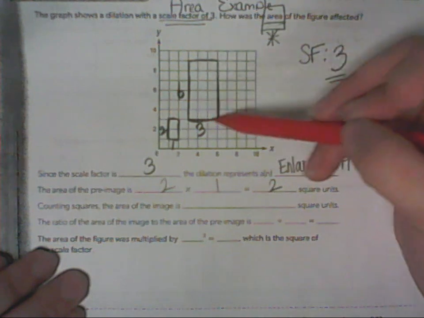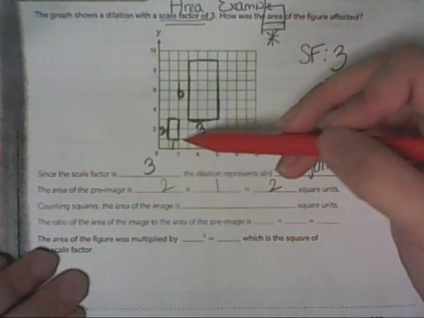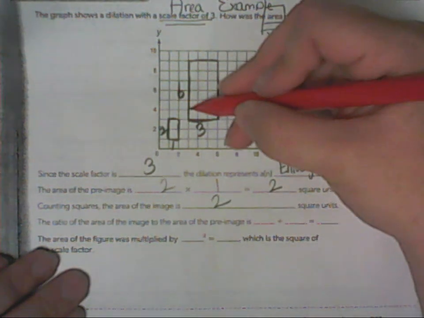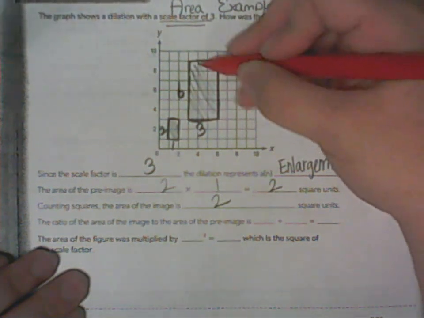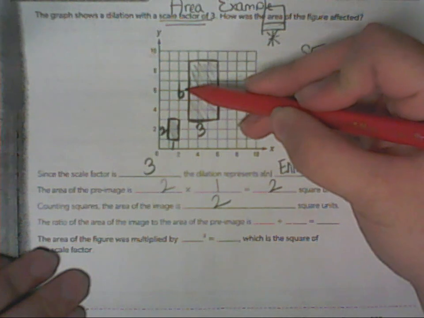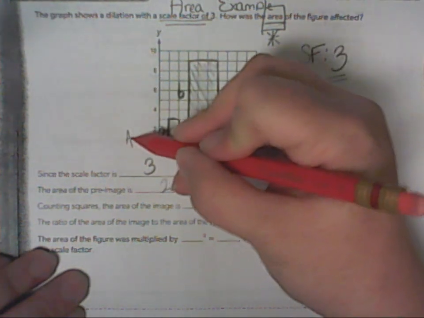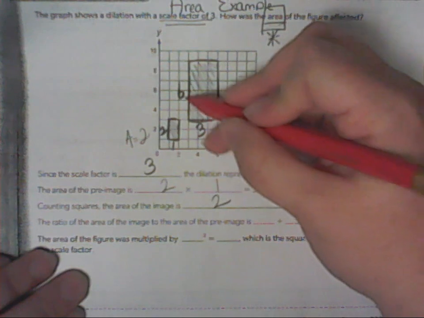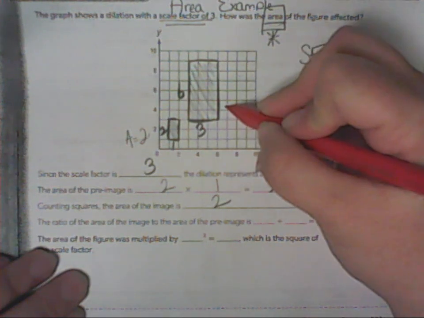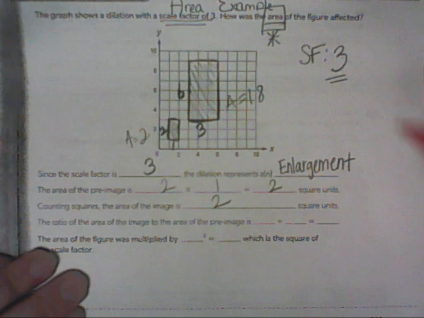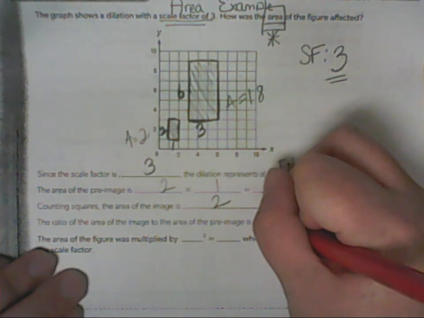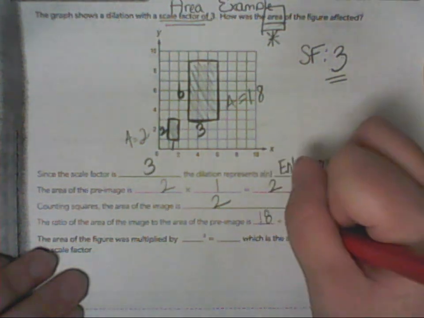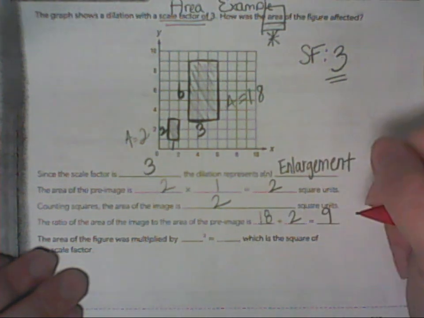Now, the area of the pre-image that we did was 2. Let's go ahead and do that for the larger one. The area measures the space covering, the space inside. So if we do that for this, we have the area of the smaller one is 2, and the area for the larger one, what's 6 times 3? 18, very good. Okay, so we have 18. So the ratio is 18 divided by 2. When we divide that, we get 9.